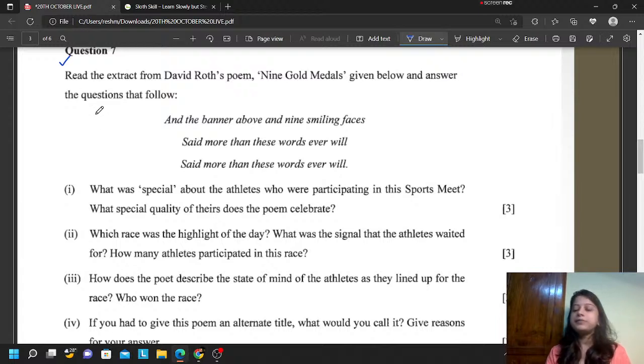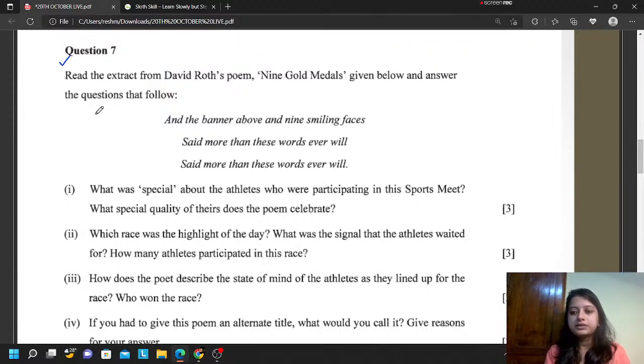This is your specimen paper. This is right from your specimen paper. I believe the screen is clear. If everybody can see the screen properly, please let me know over here. If the screen is clear, please let me know.